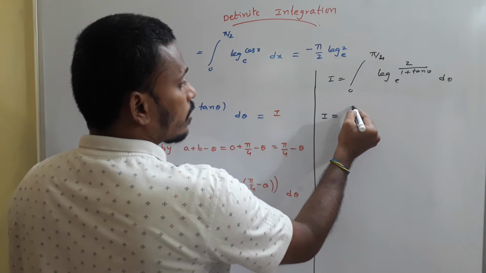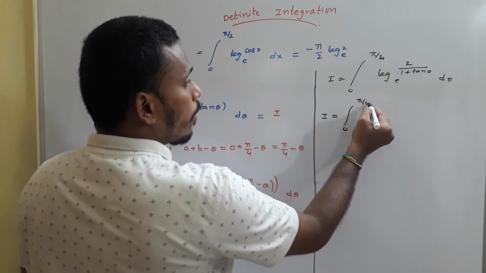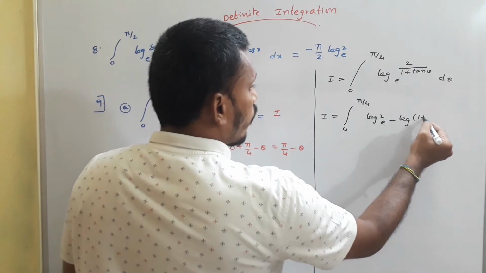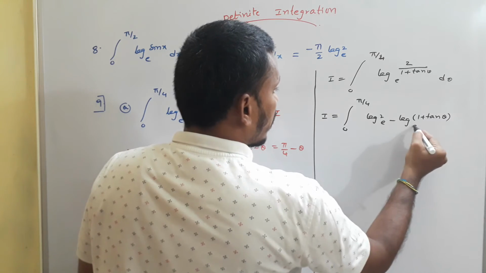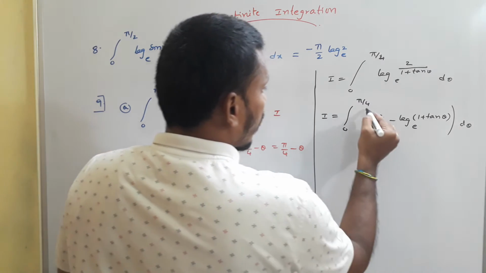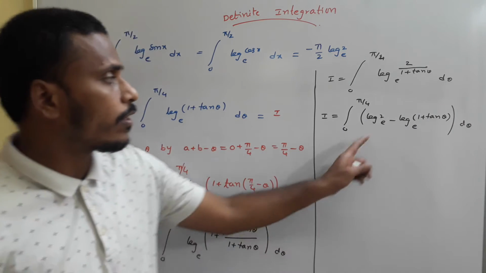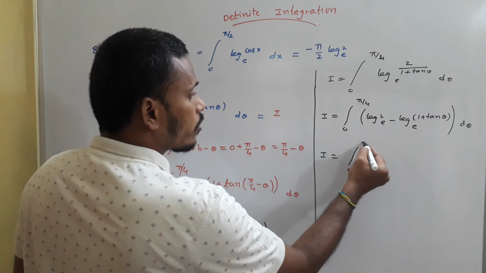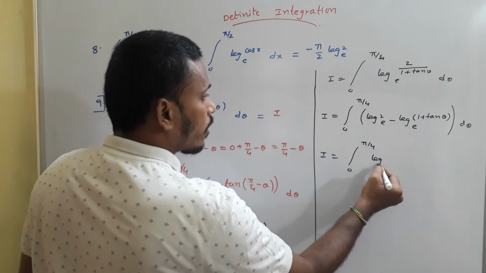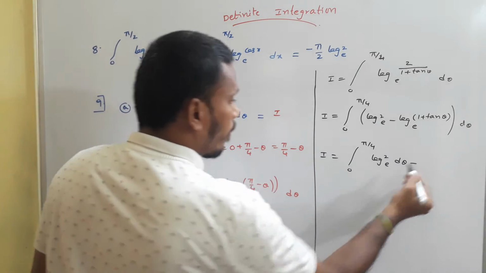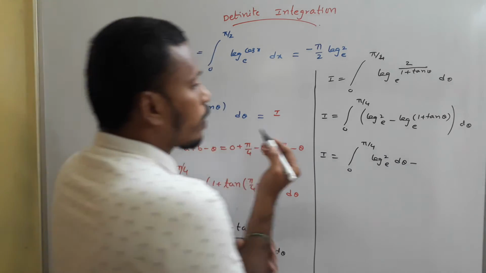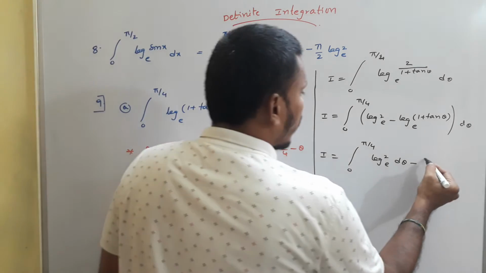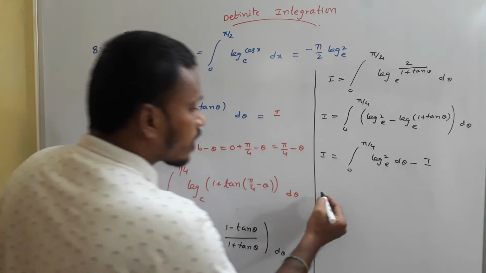Using laws of logarithms, it can be written as integral 0 to pi by 4 of log 2 to the base e minus logarithm of 1 plus tan theta base e, d theta. If you apply the integral to these two terms separately, I is equal to integral 0 to pi by 4 logarithm of 2 to the base e d theta minus integral 0 to pi by 4 logarithm of 1 plus tan theta base e d theta, which is the given problem again, and this is I again. Send that I to this side.